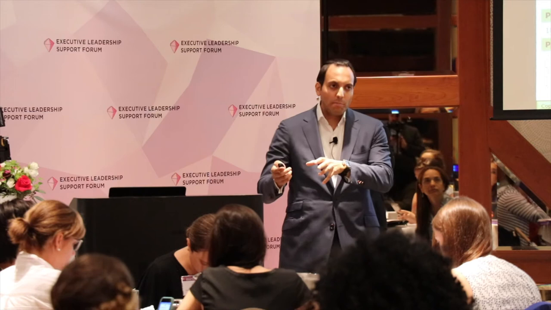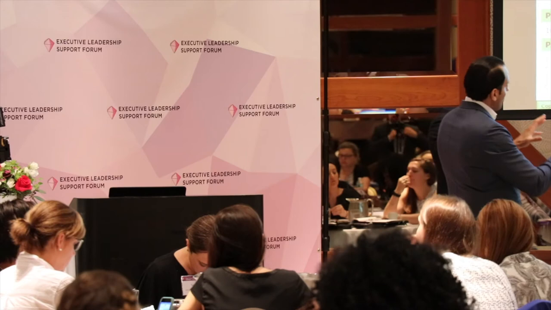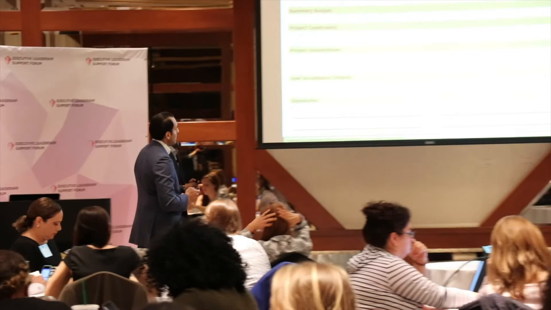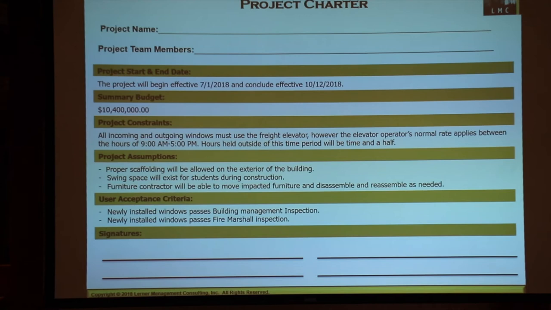And now, from nothing, you had a mind mapping exercise. Maybe you had an affinity diagramming exercise. Now you've got the who, what, where, why, when, and how, right? And now you can articulate what a charter would look like: constraints, assumptions, user acceptance criteria, and then my budget happens to be 10.4 million. And then you'd have to prove how you got to that. We call it bottom-up estimating, top-down estimating. I have to procure X number of windows. I've got people I have to hire. All that goes into a charter.